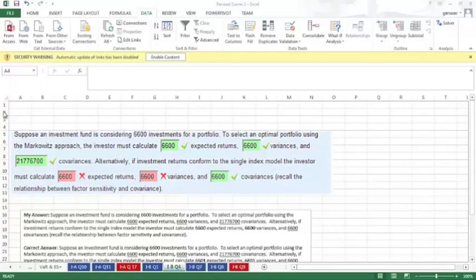And as stated in the previous video, I successfully calculated the expected returns, variances, and covariances using the Markowitz approach. And if you're considering 6,600 investments for the portfolio, you must calculate the same number of expected returns as well as the same number of variances.